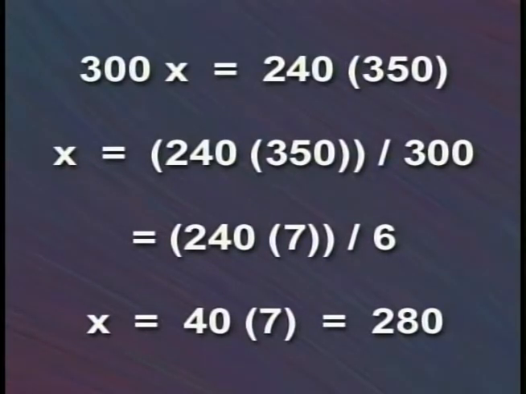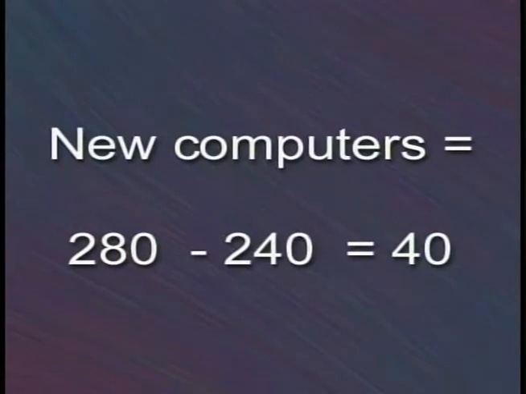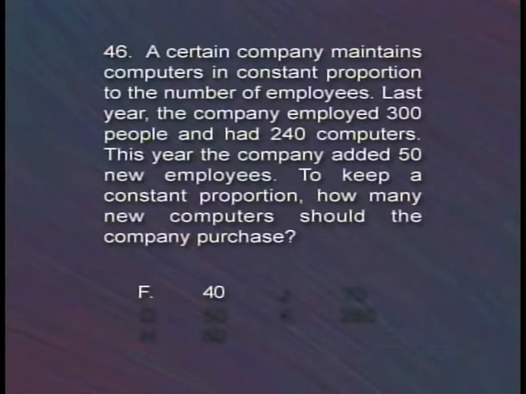We can divide 50 into 300 and into 350, and then divide 6 into 240. Multiplying 7 times 40 gives us 280, which is the total number of computers for the 350 employees. The problem, however, wants us to solve for the number of new computers. Subtracting 240 from 280 gives us 40, or the number of new computers that are needed. The correct answer is F.